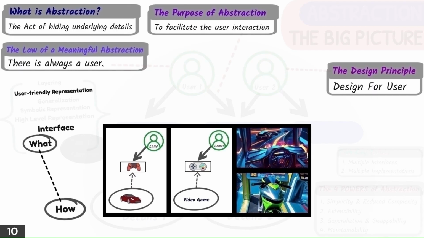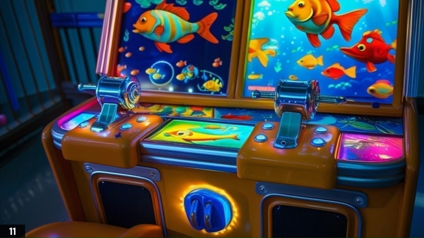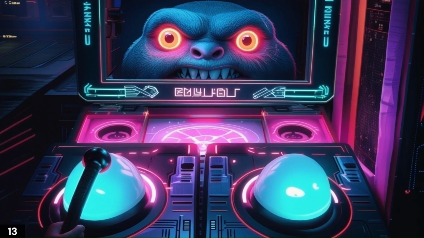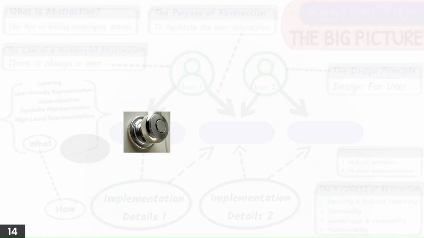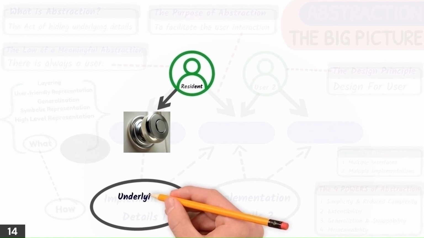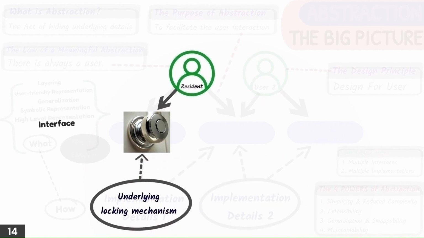And similarly, many other games in the kids play area like this, and this. All of them are examples of abstraction. But how about this door lock? Is this an abstraction? Let's see. There is a user, an underlying locking mechanism, and an interface to open, lock, or unlock the door.